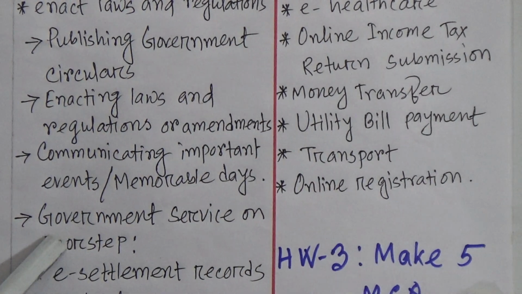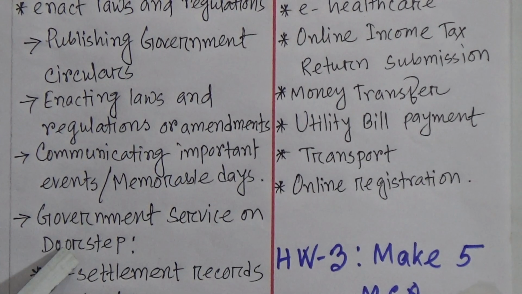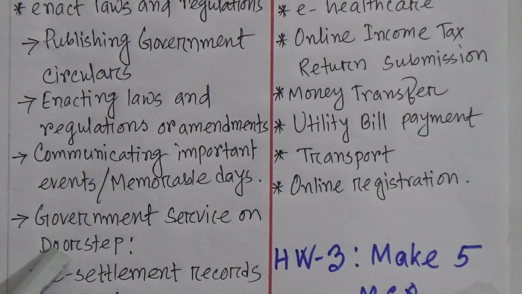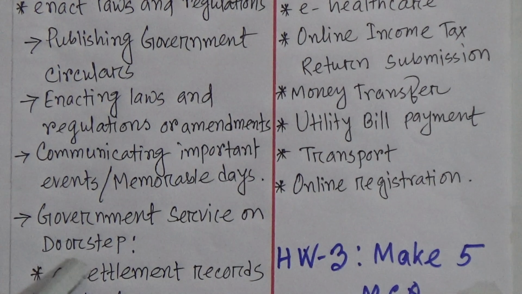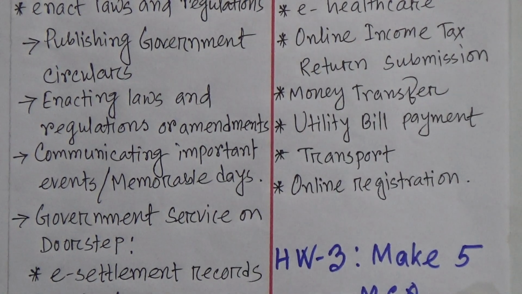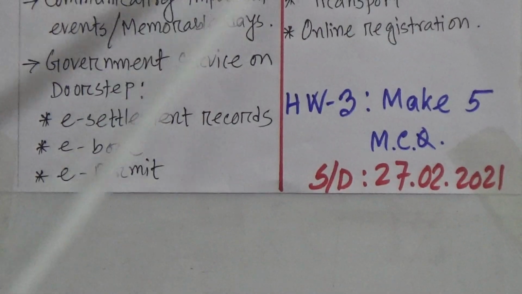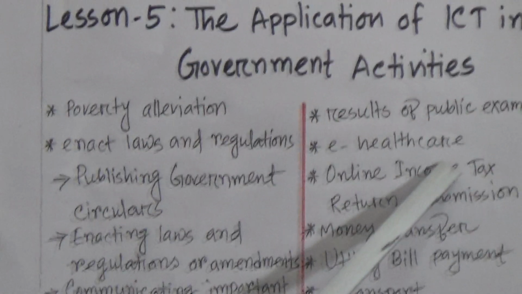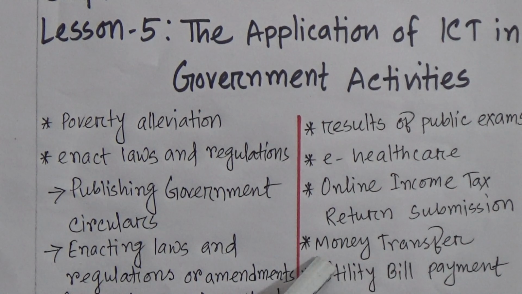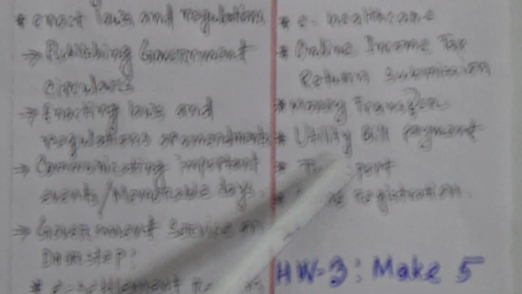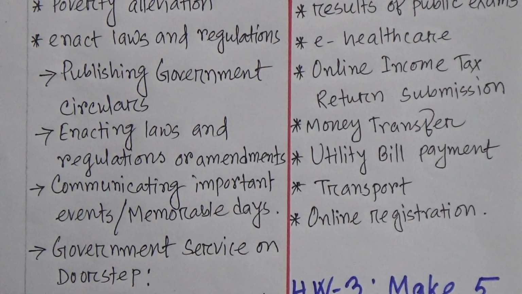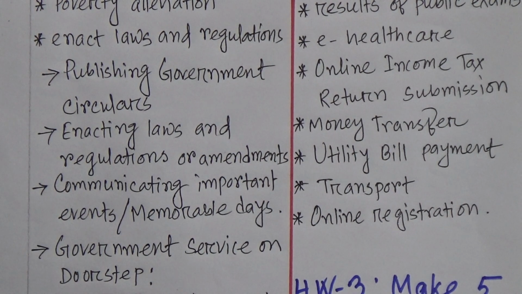After that, government service on the doorstep. That means by staying at home, which services do we get with the help of the advancement of ICT? They are e-settlements, records, e-book, e-permit, results of public examination, e-healthcare, online income tax return submission, then money transfer, then utility bill payment, transport, and online registration. All these services are called doorstep services.